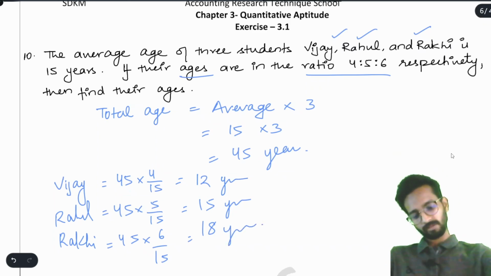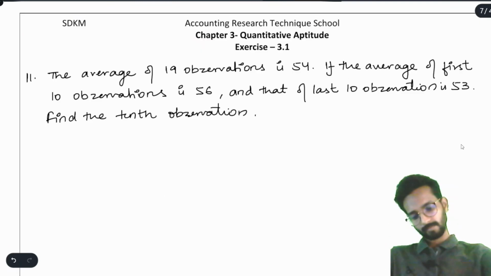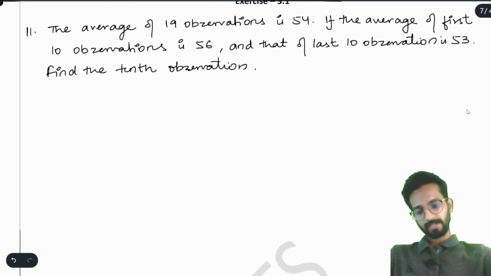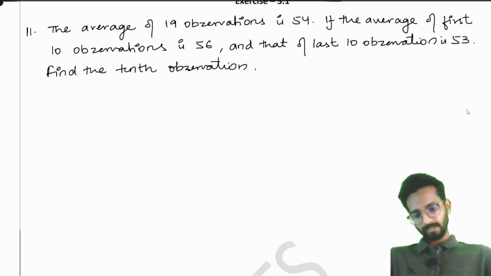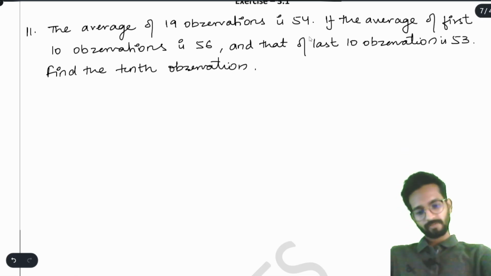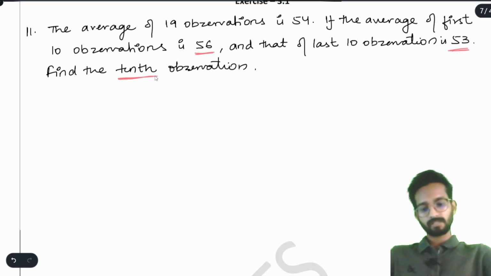Now moving to the question number 11. The average of 19 observation is 54. If the average of first 10 observation is 56 and that of last 10 observation is 53, find the 10th observation. See. Now understand that there are totally 19 observation. If average of the first 10 is 56 and the last 10 is 53, then find the 10th observation. Understand first what is this question saying.